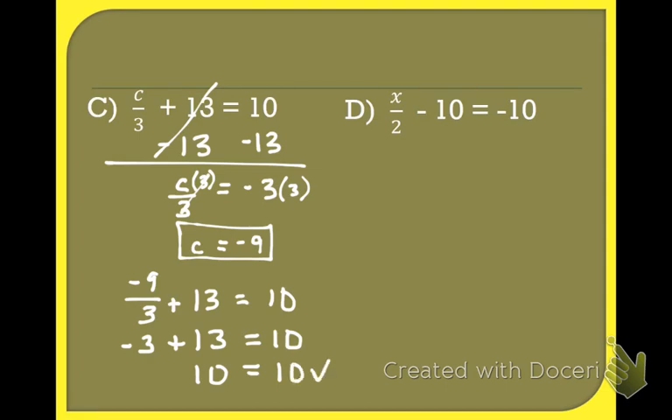What do I do first? Multiply and divide or add and subtract? Add and subtract. So I got to get rid of negative 10. What's the opposite of negative 10? Okay, so I'm going to do plus 10 to the left side. I have to be fair. Do plus 10 to the right side.